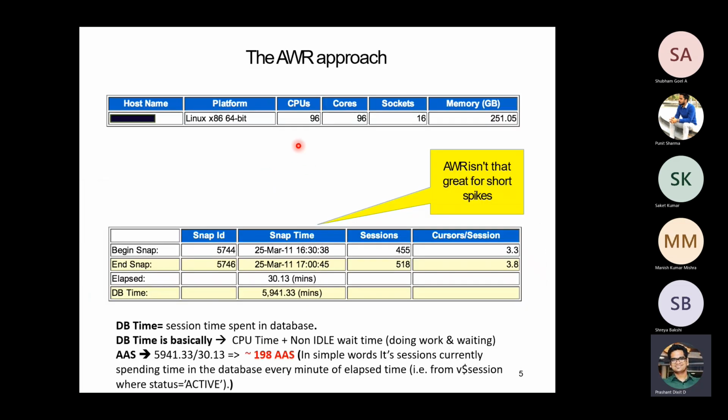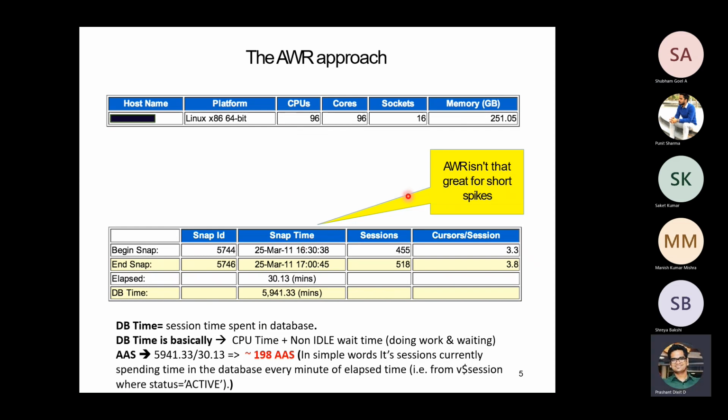So first, of course, you should go and generate the AWR report, right? Because the best part with the AWR report is that it also provides you information about the OS statistics, like how many CPUs there are, what the version of your operating system is, how many cores, how many sockets, and the memory available. So this also gives you a clear picture of your entire system where you are doing the troubleshooting.